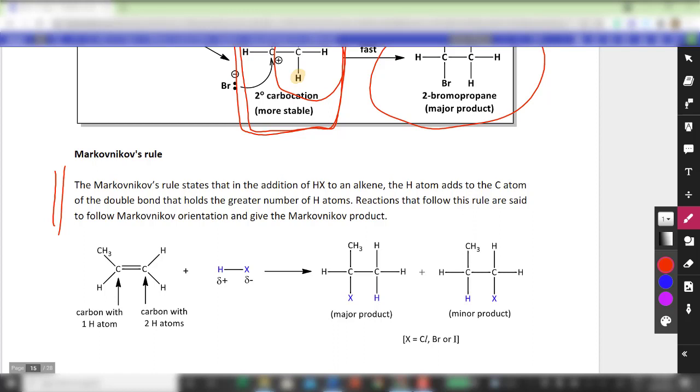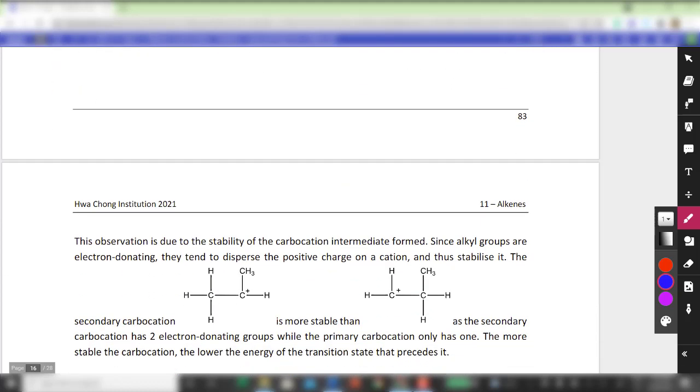You can simply predict the product based on the stability of the carbocation formed. So I don't want you to be stressed in trying to memorize so many rules, because in fact there isn't a need to. You simply just need to be able to predict which is the more stable carbocation being formed, and that's about it. And you are almost done for alkenes.